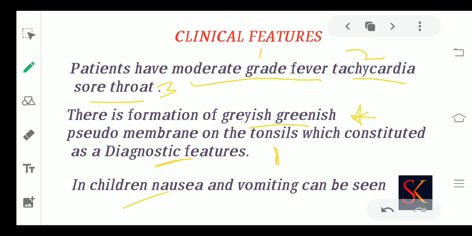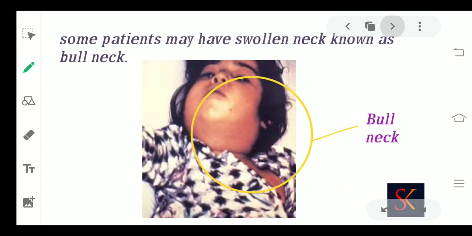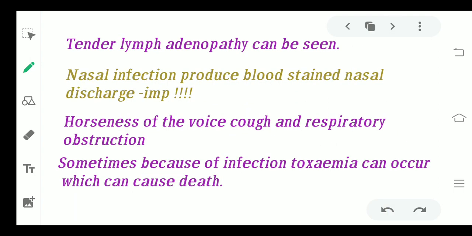Then second, in children, nausea and vomiting can be seen. This is a general feature. Now this again is another characteristic feature. You see this neck part of the girl is so heavy, it feels like a bull neck. So in some patients the neck gets swollen up and it imparts a bull neck appearance. Coming to another point of clinical features, there will be tender lymphadenopathy which will be seen.